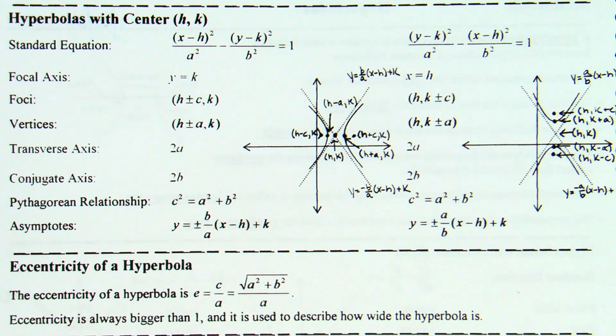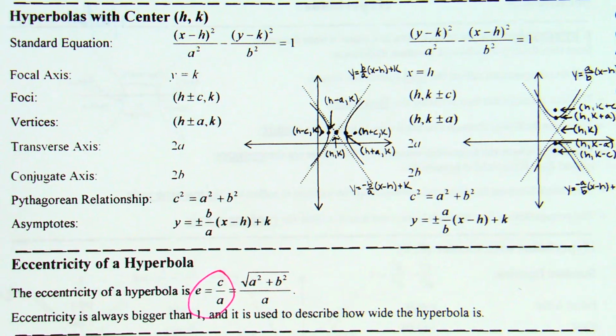We also talk about eccentricity again. Eccentricity of a hyperbola is e equals c over a. That formula is still the same. Remember, on the ellipse it told how elongated it is. It's the same type of thing, which in a hyperbola turns into how wide or narrow it is. Okay?